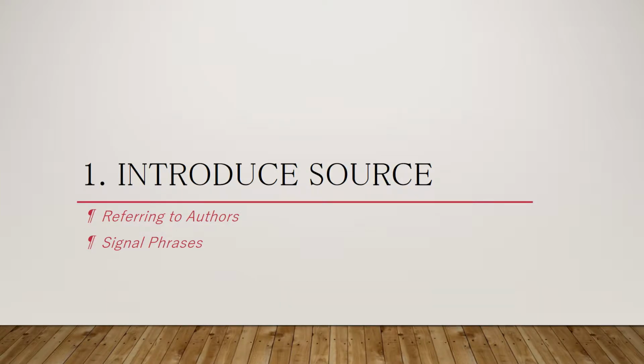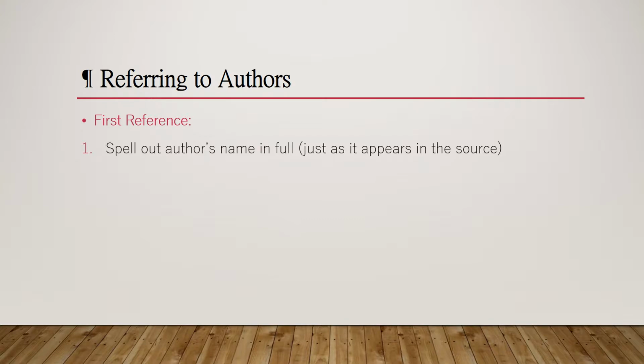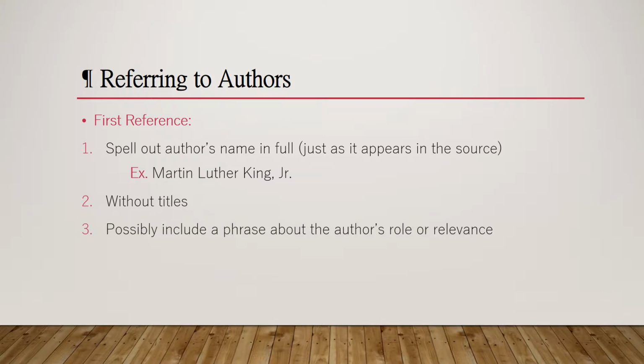Let's examine the first move writers make when writing with sources, introducing the source. When mentioning an author for the first time, writers spell out his or her name in full just as it appears in the source. For example, Martin Luther King Jr. When mentioning an author for the first time, do so without mentioning titles. However, consider possibly including a phrase about the author's role or relevance as appropriate for readers.